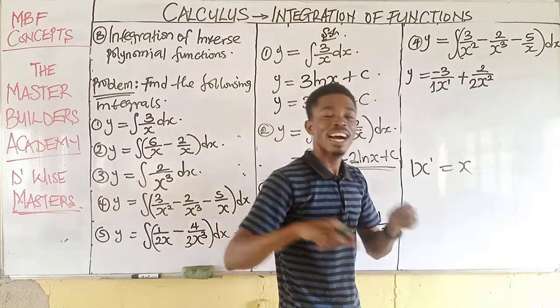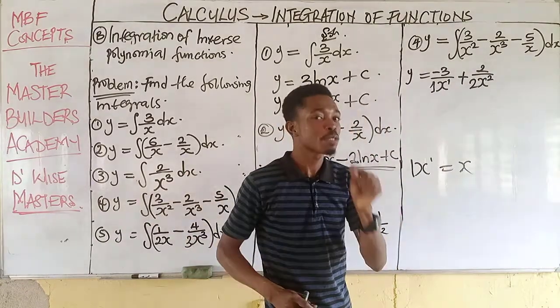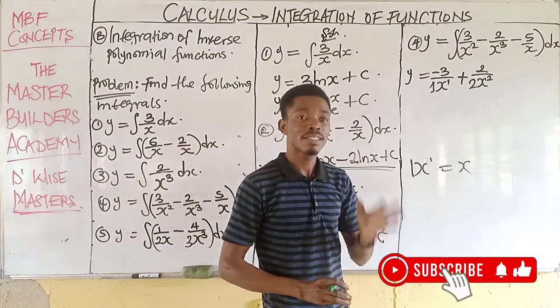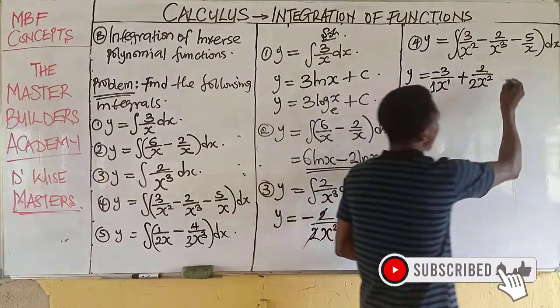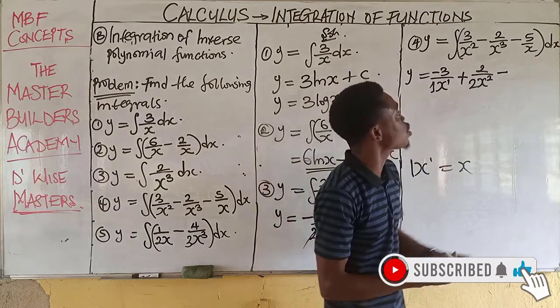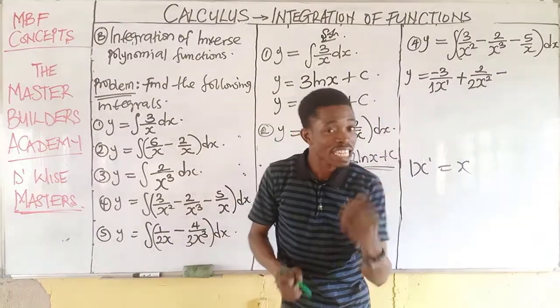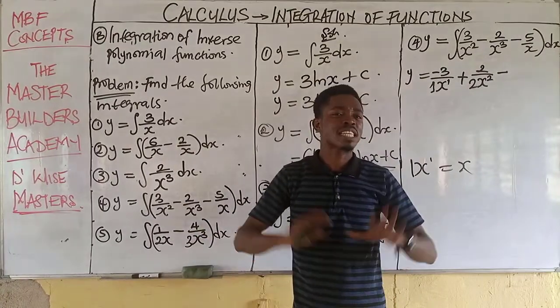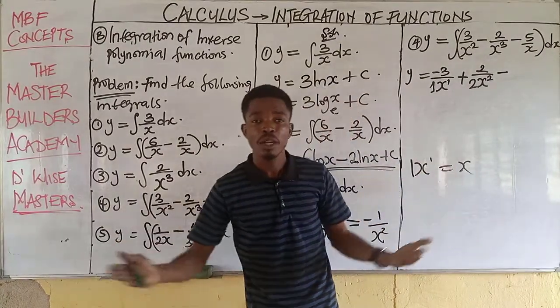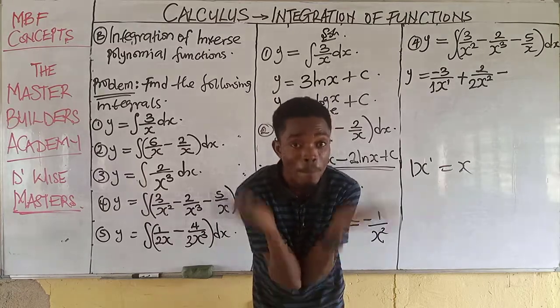The power and the coefficient of x must be equal and the same. Then for the last function, we are asked to integrate 5 over x. What happens here? The power of x at the denominator is 1. And when the power of x at the denominator is 1, guys, what do you do? You take the ln of the denominator.